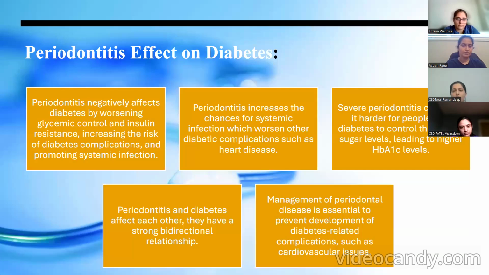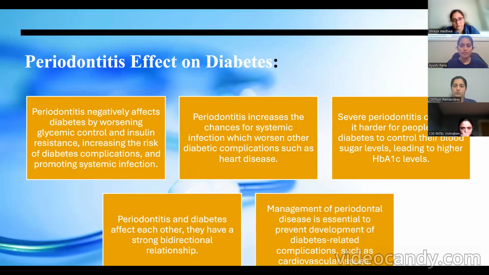Now my friend Ayushi will take over. So now we will discuss periodontitis effect on diabetes. Periodontitis negatively affects diabetes by worsening glycemic control and insulin resistance, increasing the risk of diabetes complications and promoting systemic infection. Periodontitis increases the chances for systemic infection, which worsen other diabetic complications such as heart disease.